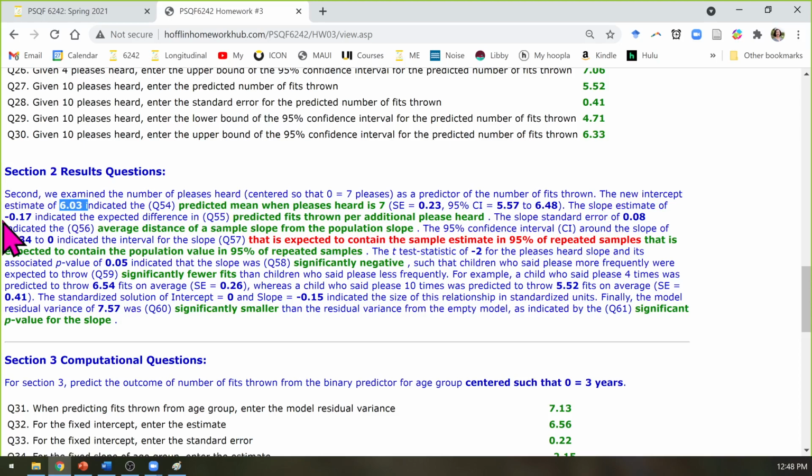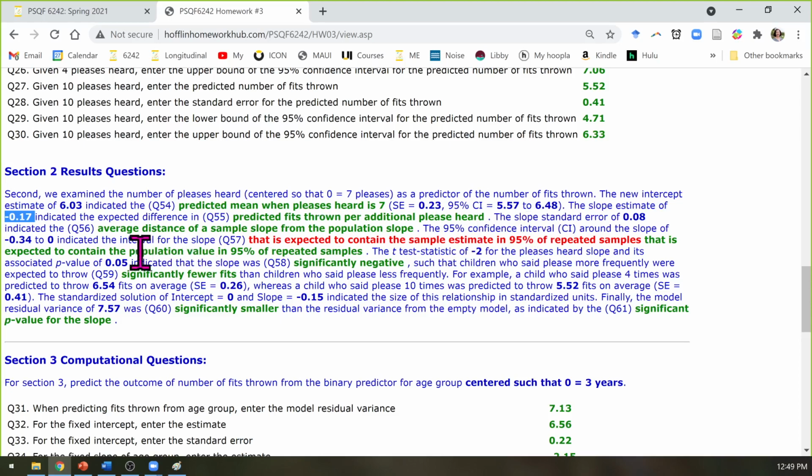The slope estimate in this case was negative. So that's the expected difference in y per additional unit x. It's the difference in predicted fits thrown as the outcome per additional unit of the predictor. So for every additional please heard, the child is predicted to throw 0.17 fewer fits. So being more polite in please is related to being more polite in behavior as measured by fewer fits thrown.